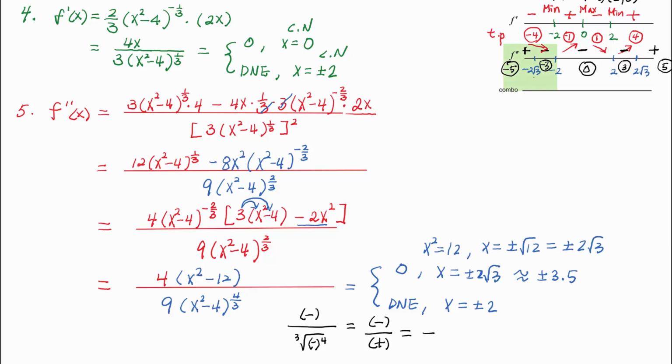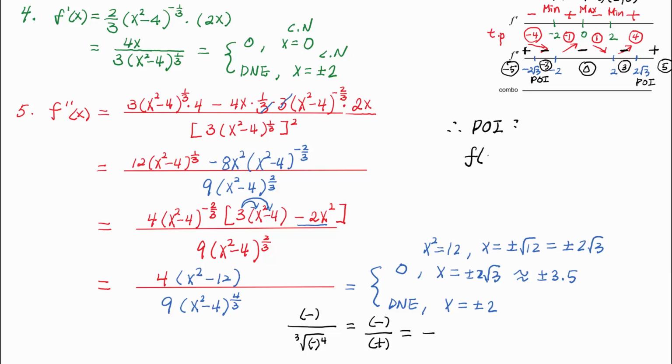So then -2 radical 3 gives you a POI, point of inflection, because there is a sign change before and after the -2 radical 3. -2 and +2 are not inflection points because there is no sign change before and after the ±2. However, 2 radical 3 is also a point of inflection because before and after the 2 radical 3, there is a sign change of f double prime. So let's find the points of inflection.